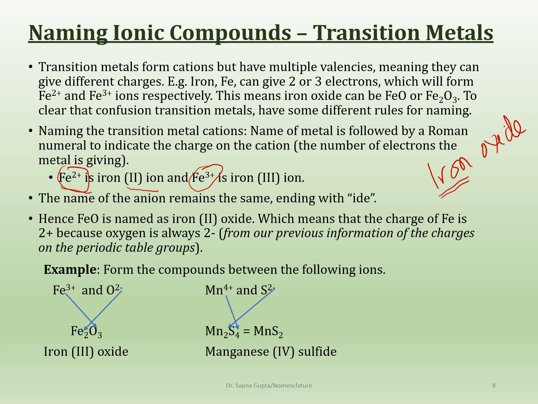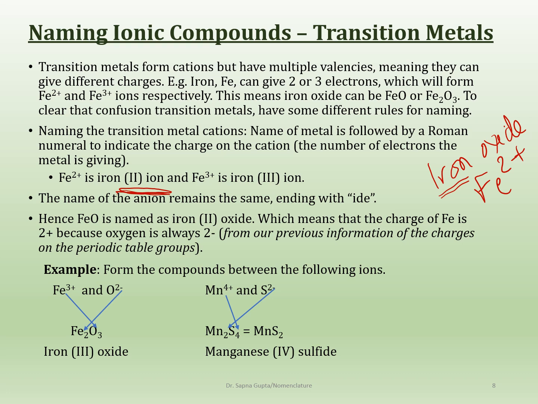So in order to remove that confusion, what we do is we write a Roman numeral to indicate how many electrons have been lost. So iron 2+ becomes an iron(II) ion, because then now you can clearly see that you're dealing with either a 2+ or a 3+. So when we say that you have iron(II) ion, it means you know that you're dealing with Fe2+.